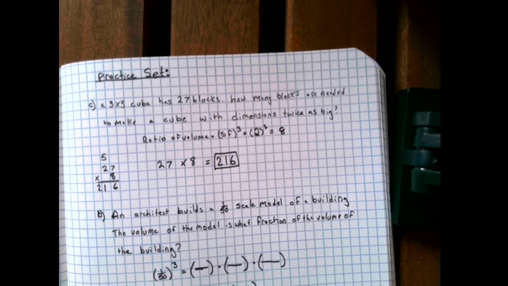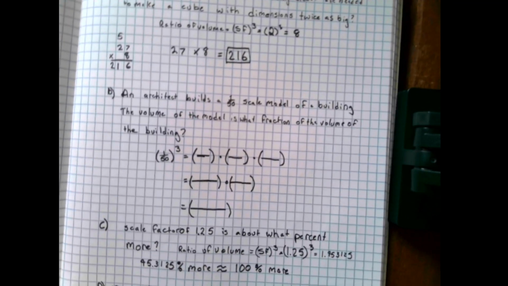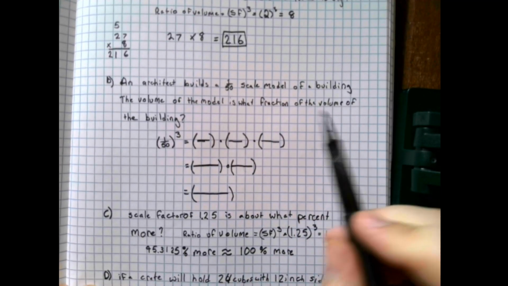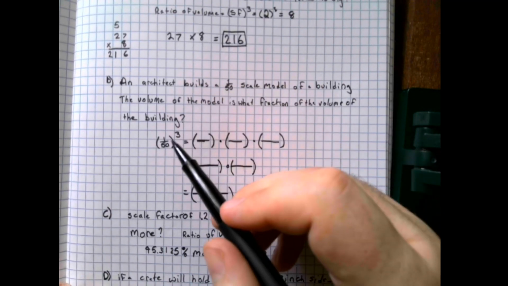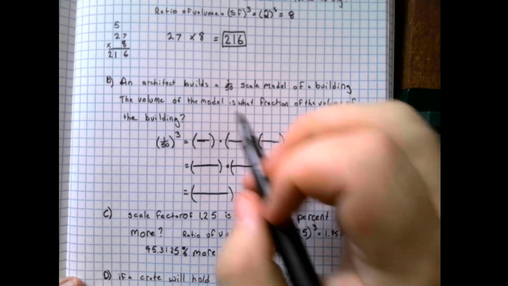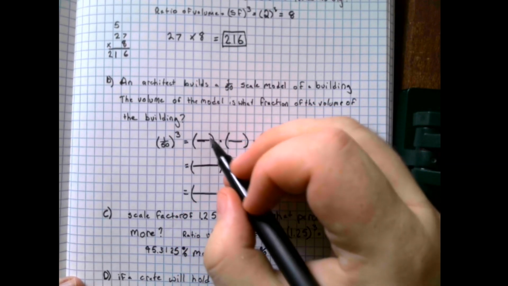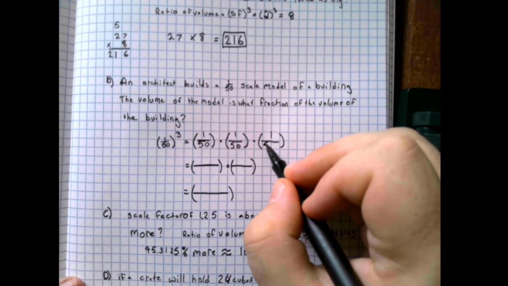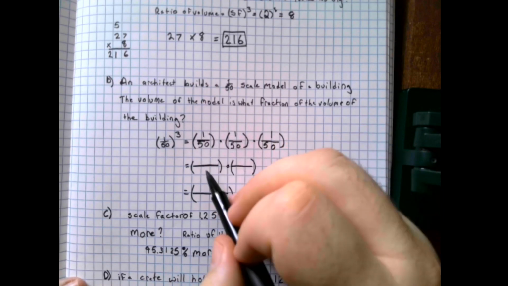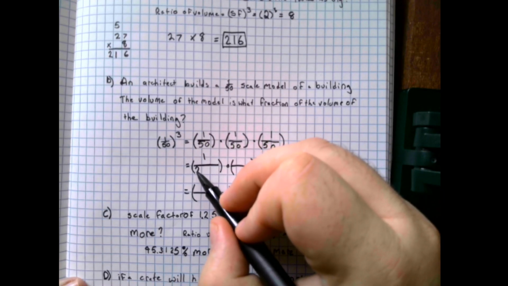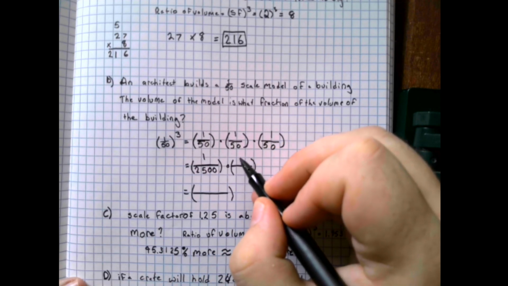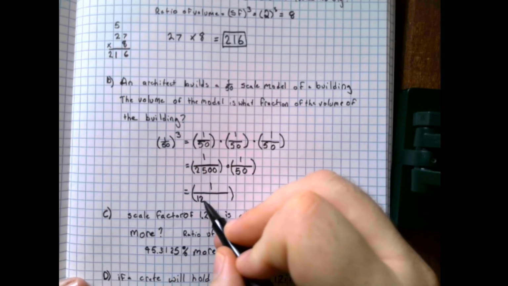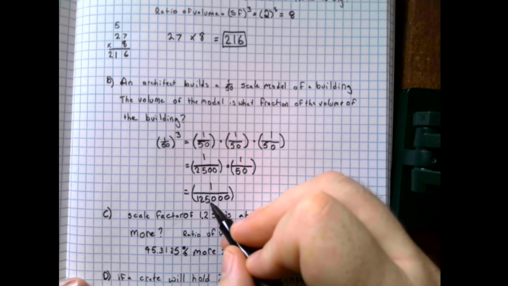Question B says, an architect builds a 1/50th scale model of a building. The volume of the model is what fraction of the volume of the building? Well, we would take 1/50th and multiply that by itself 3 times because it's to the power of 3. So 1/50th times 1/50th times 1/50th. 1 over 50 times 1 over 50, 50 times 50 is 2,500. And 2,500 times 50 would be 125,000.